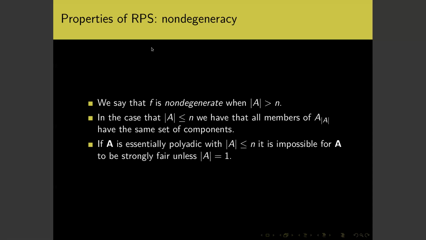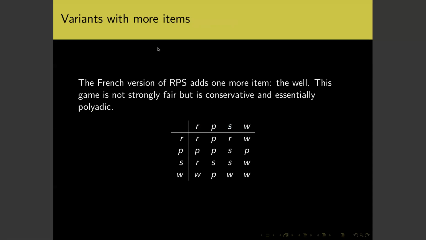Okay, so that's just to keep me from having to continually say not the degenerate case where the size of A is less than or equal to n. All right, so there are other variants of rock, paper, scissors, some of which have all of those conditions that I just listed, and some of which do not.